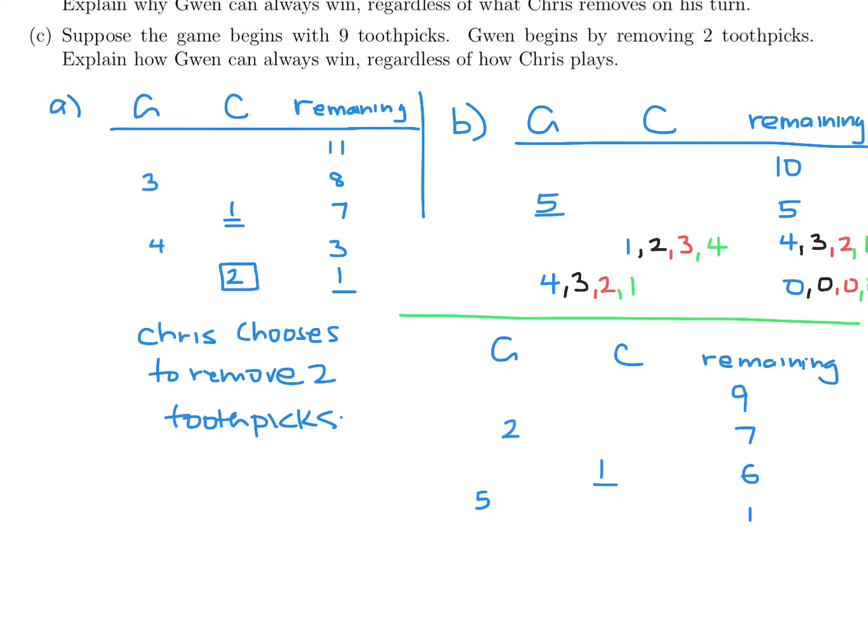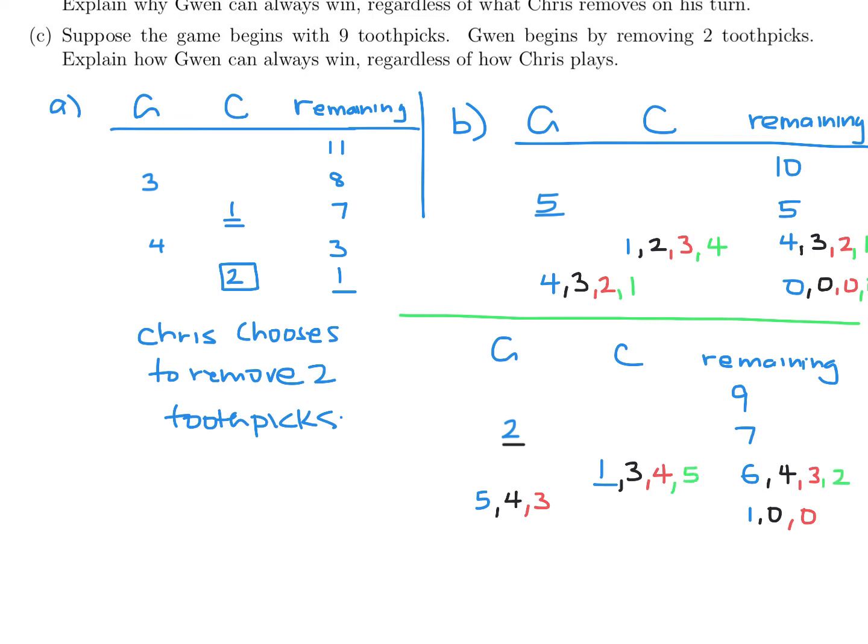Okay, great. What if Chris removed 2? But he can't because Gwen has already removed 2. So he cannot remove the same number because of that rule. So he can't remove 2, so he can remove 3. If he does, there would be 4 remaining. And then Gwen can just remove all 4, and if she does, there'd be 0. So she wins that way. What if Chris removes 4? If he does, then there would be 3 remaining, and I think Gwen can just remove all 3, and there'd be 0.